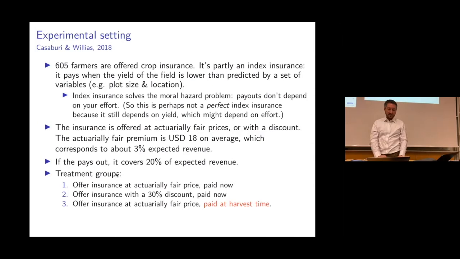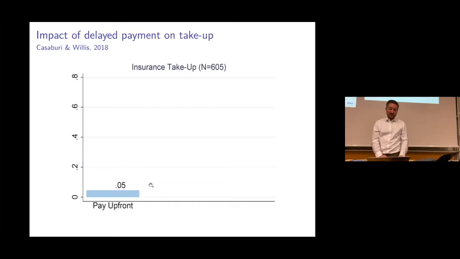So the question is, what is take up under these three conditions? And in particular, when the farmers are allowed to delay payment. So here's the take up rate in the first condition, when they have to pay the full amount and they have to pay immediately, it's 5%. So that's in line with the studies that I cited earlier. It's very low. People don't want this insurance.